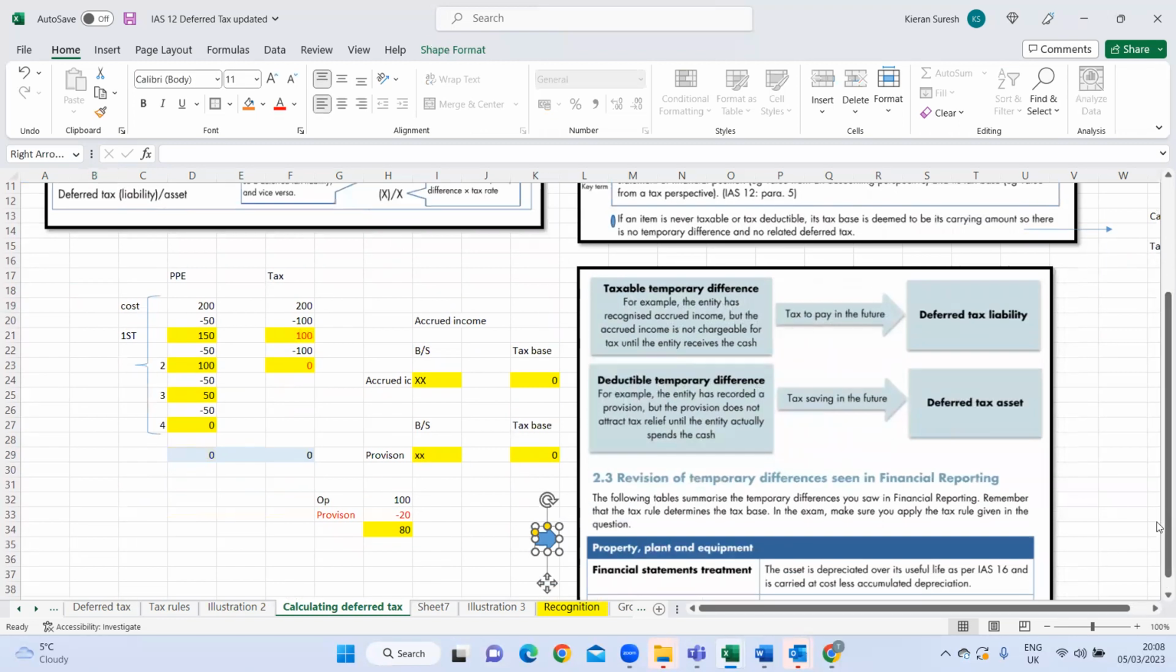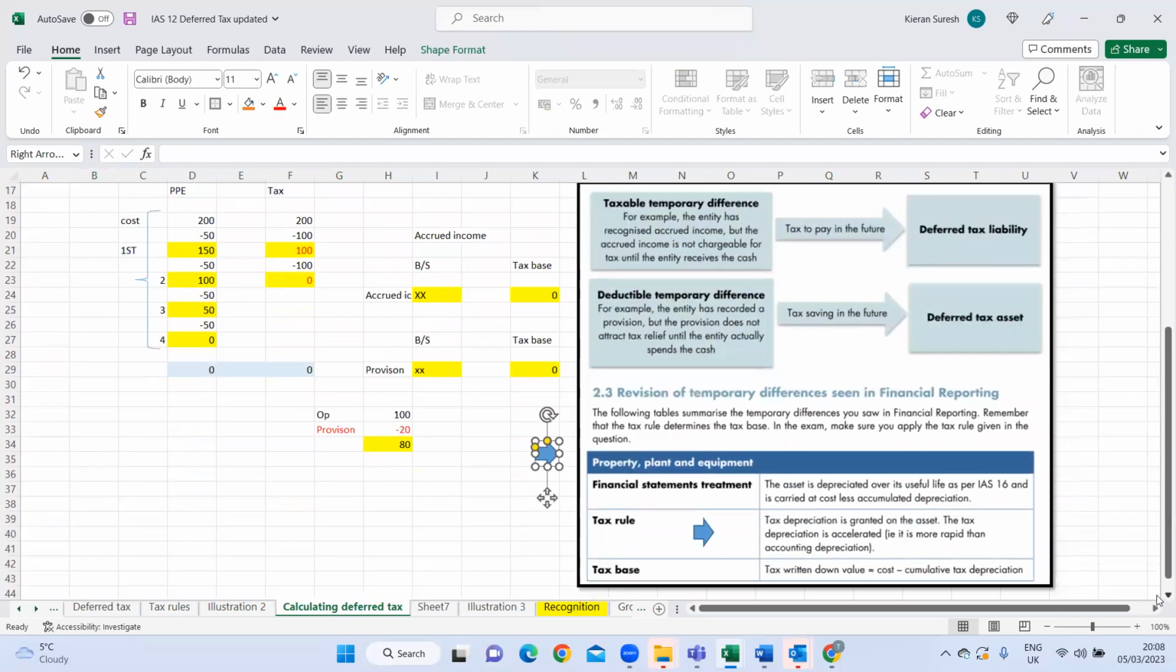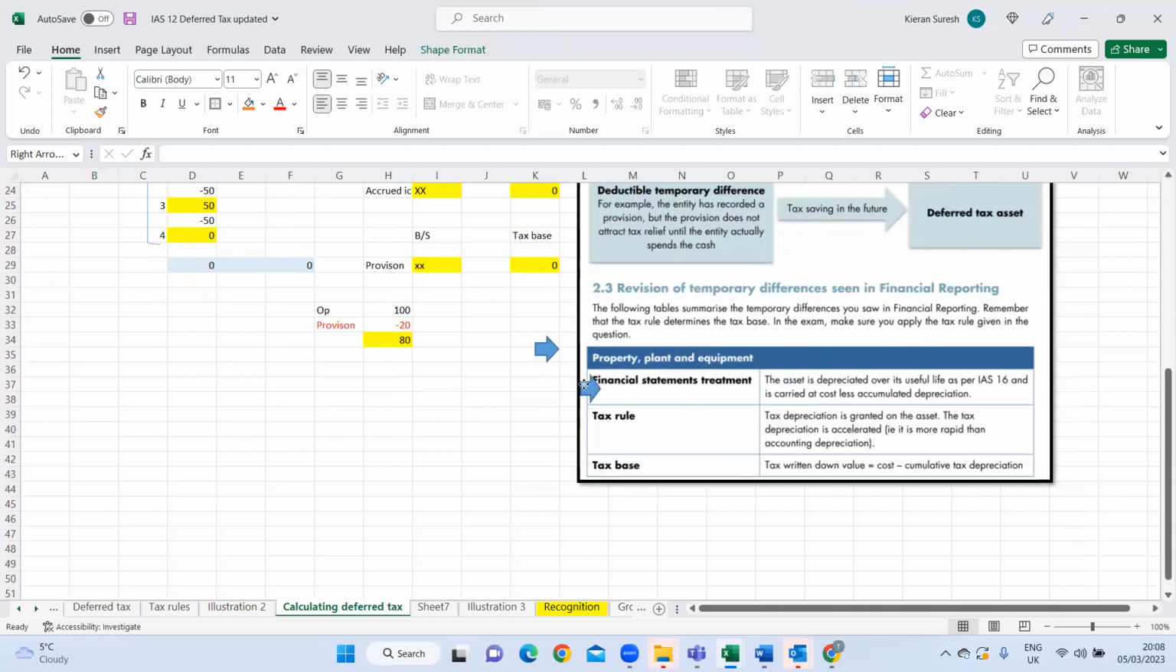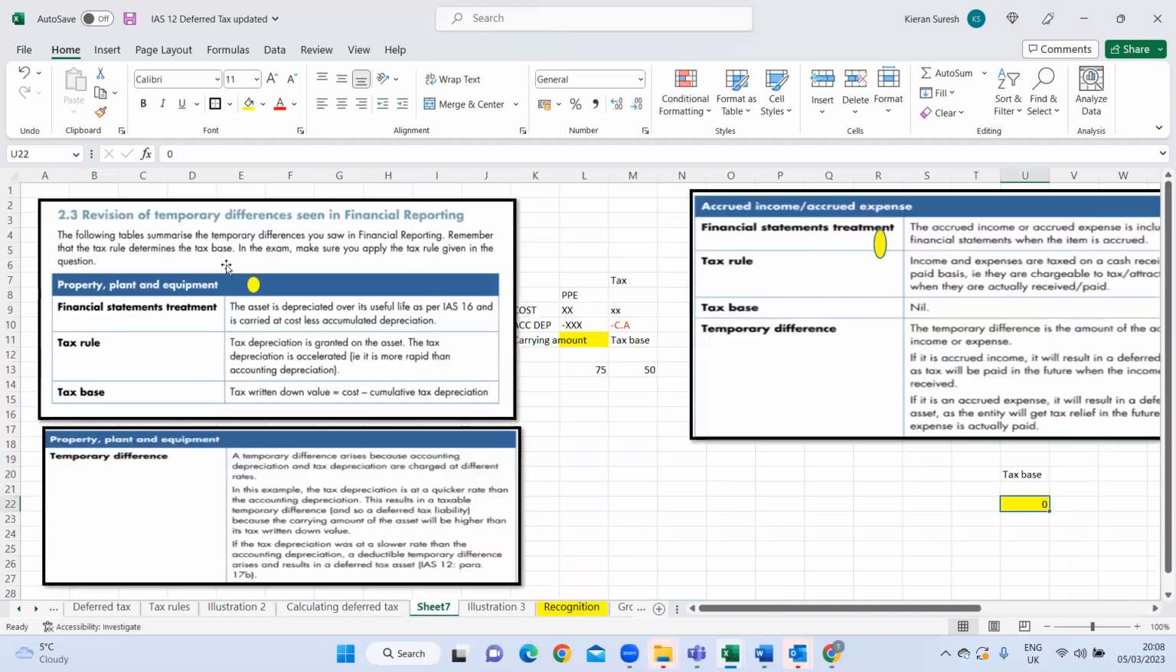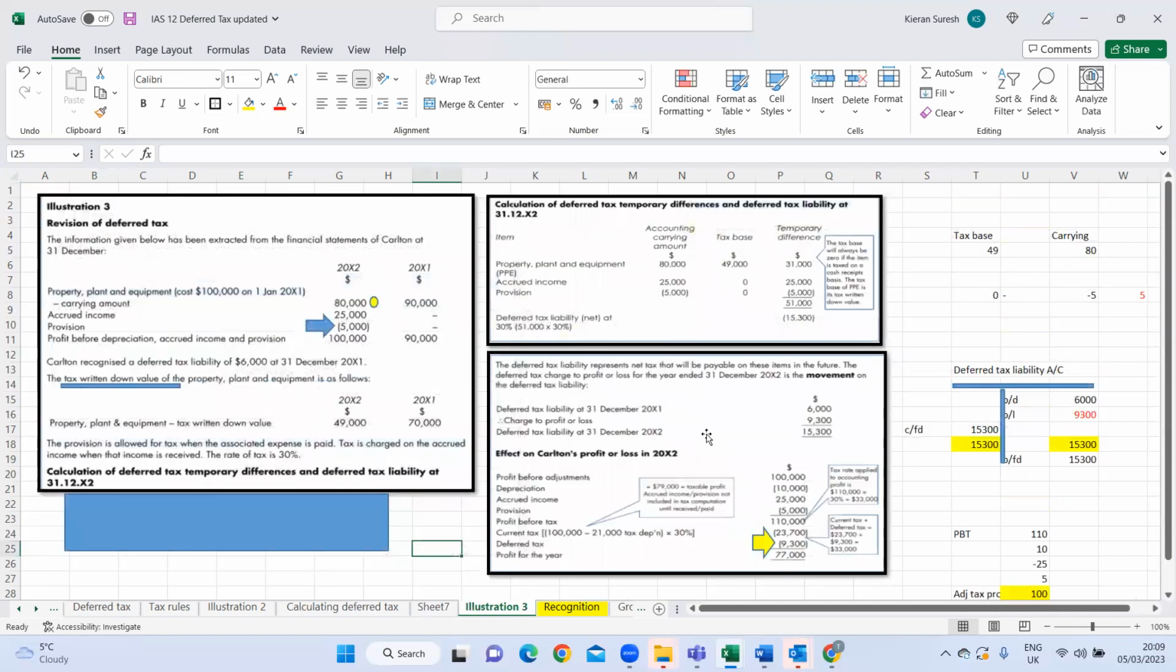It says revision from financial reporting, and we have just looked at one particular item, plant and property. I've covered this, right? Moving on to the next slide, we have done this as well. First one is plant and property equipment. What is the difference and why is it a temporary difference? And then the next item was accrued income or accrued expenses. We covered this too, right? And then we have this illustration. I'll cover this illustration in the next video. Thank you.